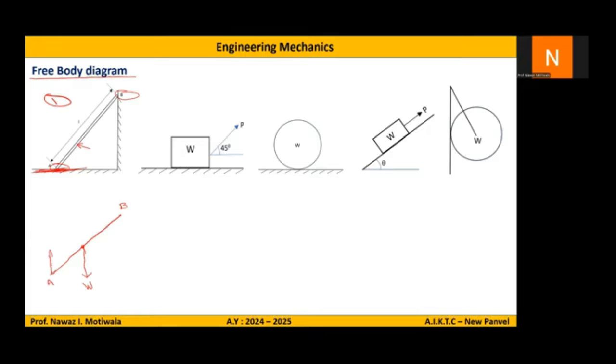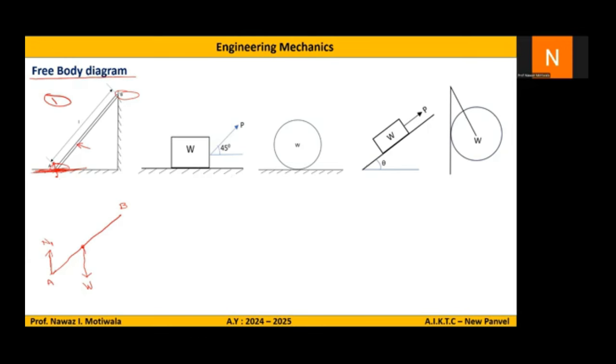Now regarding the direction, it should be from the surface to the body. It should be directed from the surface to the body. So I will make this force like this. And let us say it is a normal reaction, so I will write it as N1, reaction from the surface.